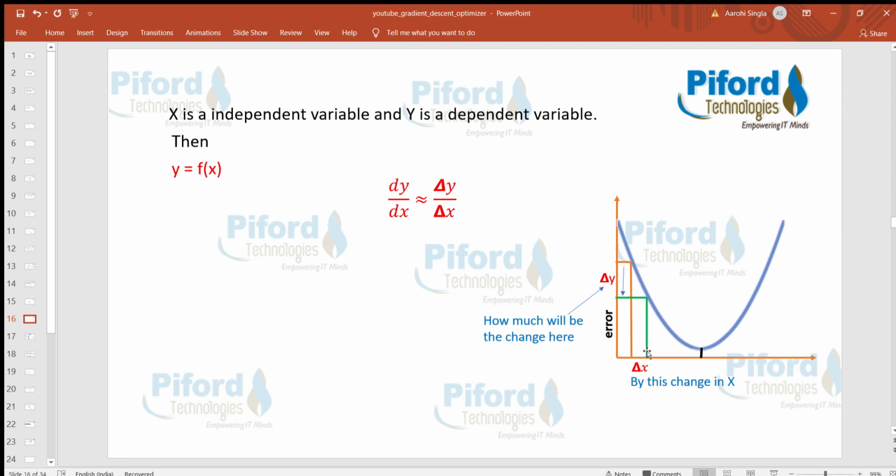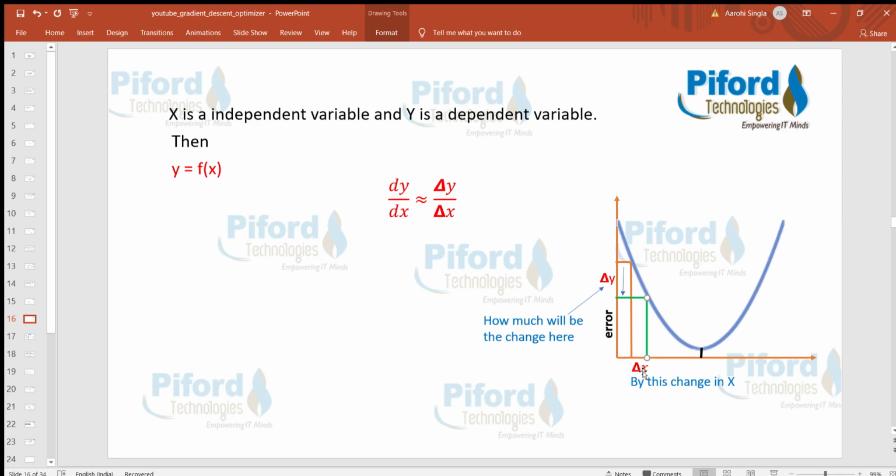Slightly I've changed the value of x. This green line is the changed value of x. Previously the x value was the orange one. Now this is the new x value. So this is a change. We have changed the value of x by a slight number. So this is delta x, the change in x.